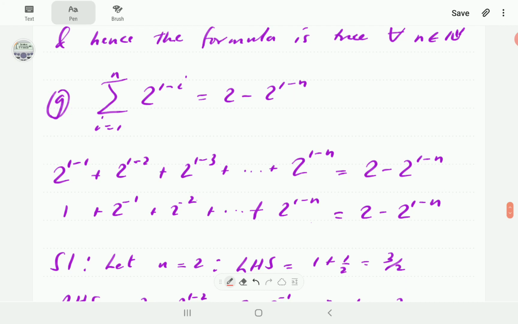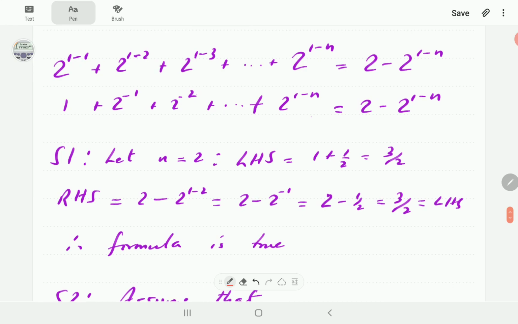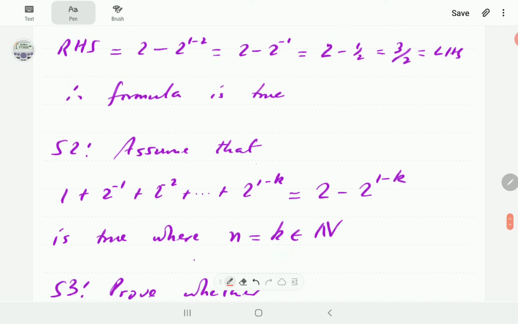In G, if we plug in i is 1, we get this, plug in i is 2, i is 3, i is n. This is just the right hand side as we have there. It's going to be 2 to the power 0, which is 1, then minus 1, minus 2 here. The rest are the same. So again, if we try n is 2, the first two terms here will be 1 plus half, which is 3 halves. If we plug in 2 on the right hand side, it's going to be 2 minus half, which is 3 halves. So the formula is true for n equals 2.